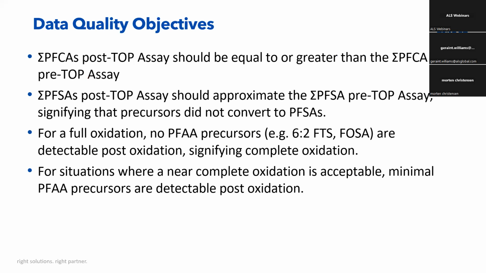There are many other data quality objectives, and this is just a list of them. To ensure that there's full oxidation, we look at these precursor compounds. We looked at FOSA, but we also look at things like 6:2 FTS. If they're detectable post-oxidation, that might signify that complete oxidation hasn't happened. So we need to be aware of these data quality objectives. There are various different data quality objectives which have been published, and I'm sure we'll see more in the future as well.